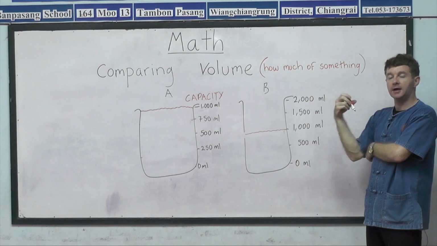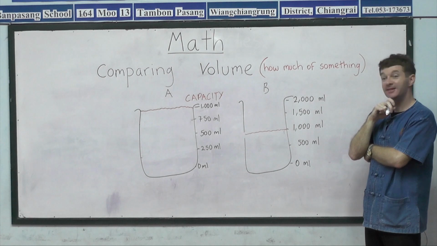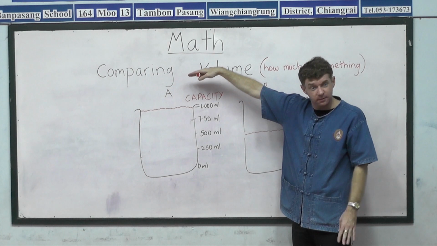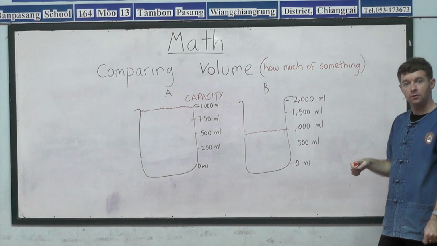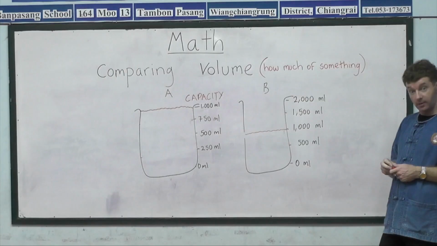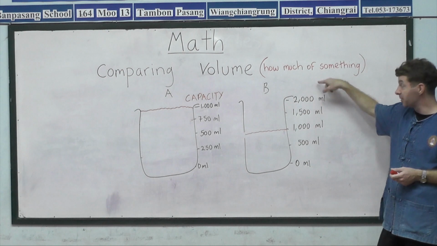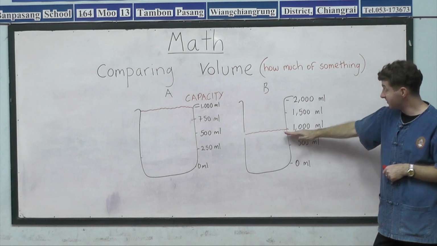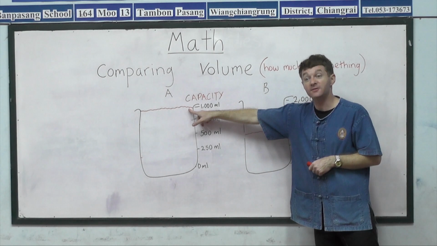So which container has the greater volume now? Same. Excellent. The same. But how is it the same? Container A is full. Container B is only half full. Container B's capacity is 2,000 milliliters. Excellent. The capacity of container B is double container A. So when container B is half full, it's the same volume as container A.